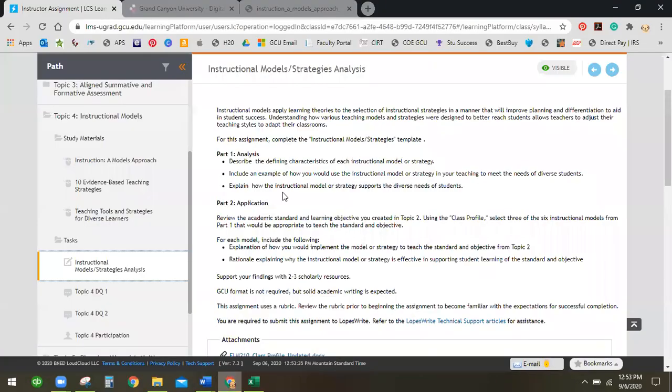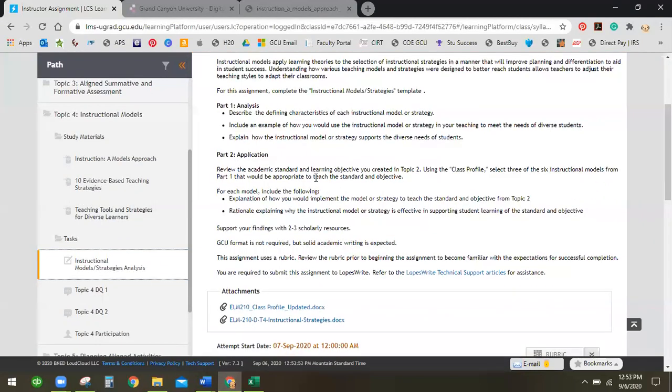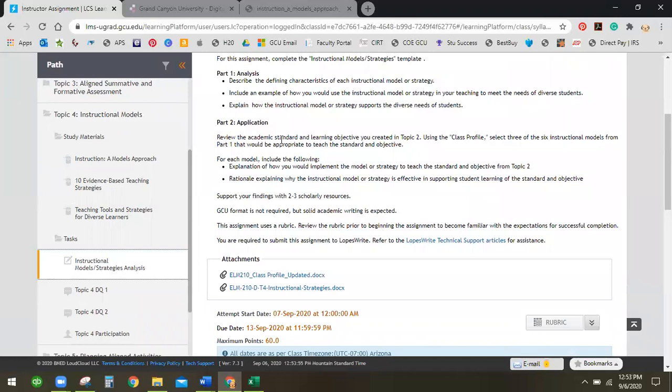For the next part, you need to explain how the model or strategy supports diverse students. So the second bullet is an example of it. The third bullet is how it does support those needs of diverse students. After the analysis, now you're going to have to apply this idea of instructional models.